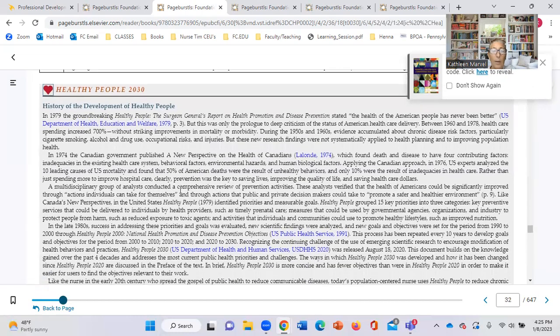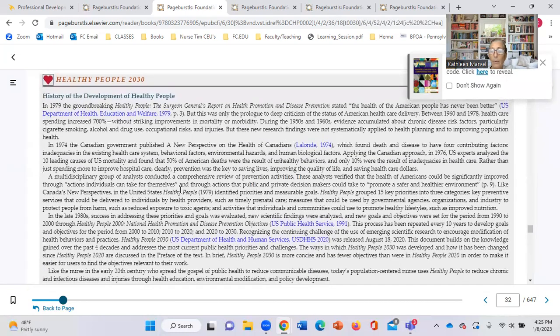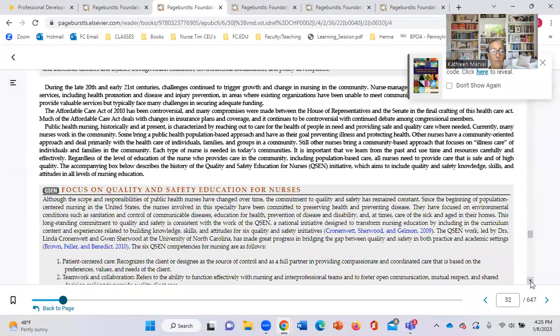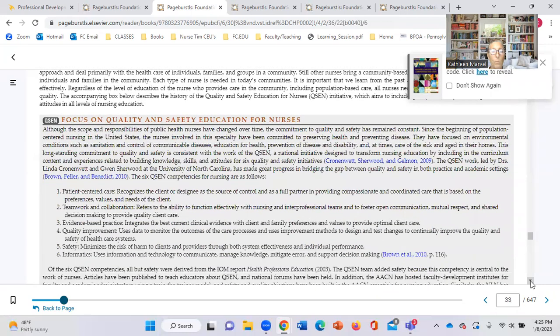Okay, here's another good summary of Healthy People 2030 that I would encourage you to read on page 32. I do want you to have a look at this box in each chapter as well. There's 3 boxes I want you to look at in each chapter. One is the primary, secondary, and tertiary box, which we talked about. The second box is QSEN. Okay, QSEN these are nursing competencies. Quality, safety, education, and nursing. That's what QSEN stands for.